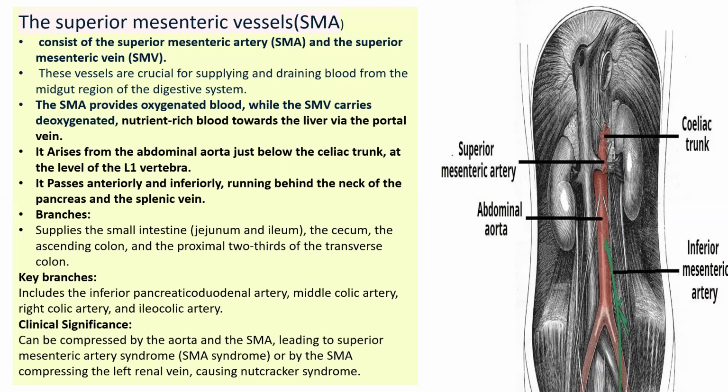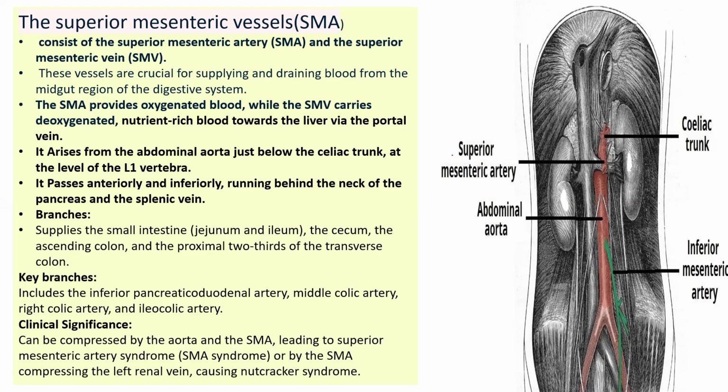It has branches which supply blood to the small intestine, the large intestine, cecum, ascending colon, and proximal two-thirds of the transverse colon. So it supplies blood to the jejunum and ileum of the small intestine, not the duodenum. This point should be noted. It includes the inferior pancreaticoduodenal artery, middle colic artery, right colic artery, and ileocolic artery. These arteries are associated in providing oxygenated blood to these organs.